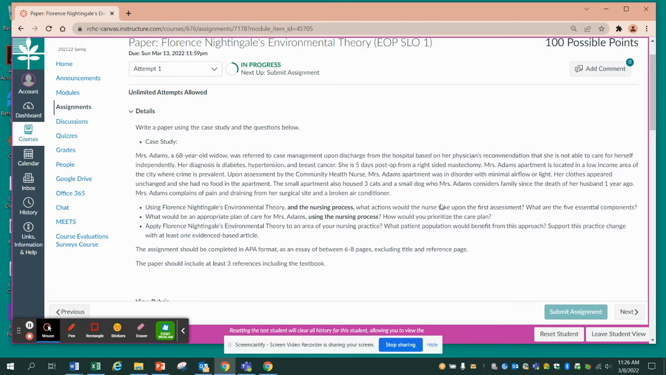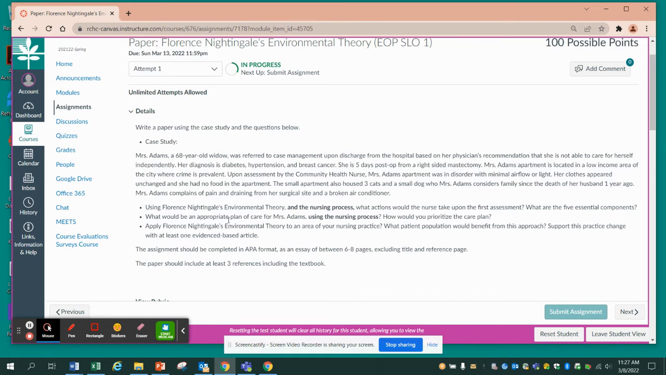What would the nurse take upon the first assessment, and what are the 5 essential components? Now, the 5 essential components relate to the Florence Nightingale environmental theory. And remember that those 5 would be the water, fresh air, cleanliness, efficient drainage, and light, direct sunlight or light.